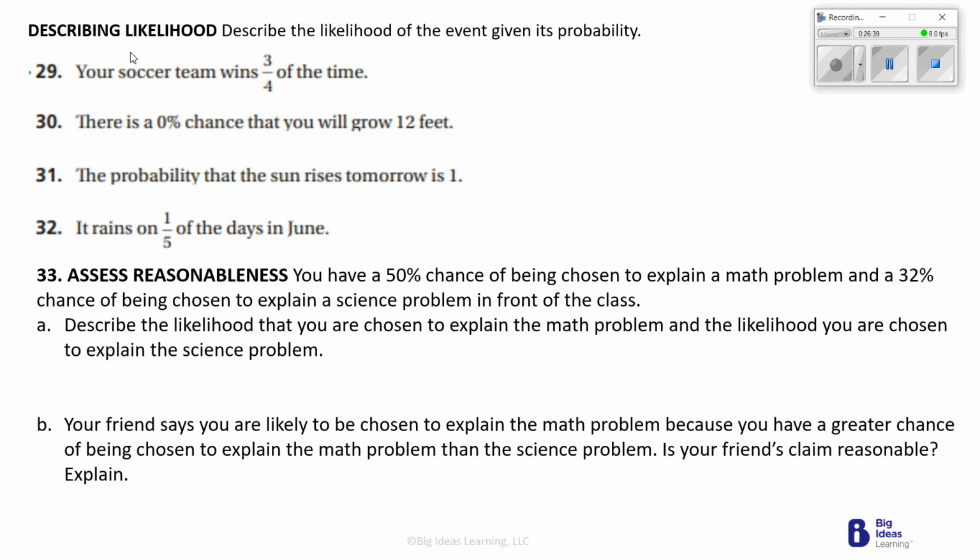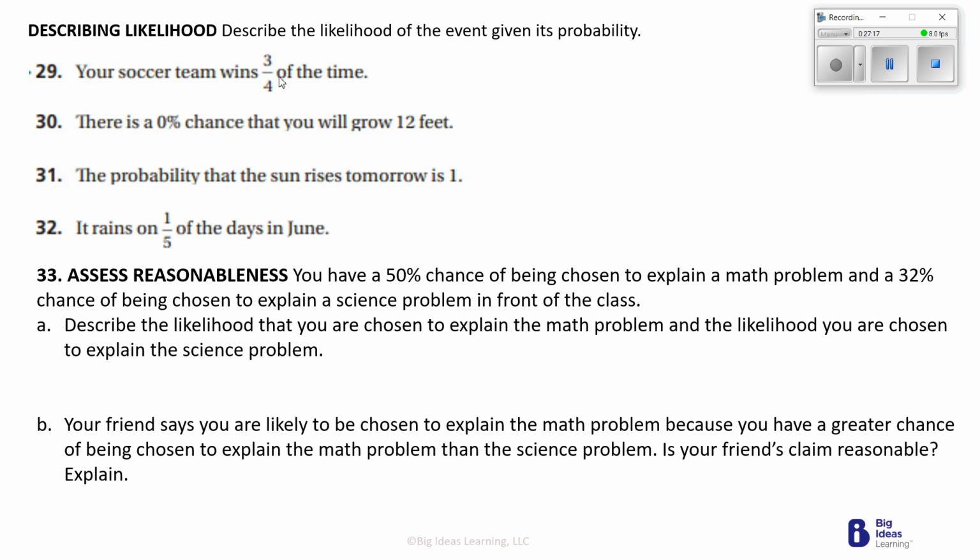Number 29 says, describe the likelihood of an event given its probability. Your soccer team wins 3 out of 4, 3/4 of the time. Okay. Describing the likelihood of an event. Let's see if there's anything I'm missing here because I don't see where I would even be able to. Oh, I see. Describe the likelihood. Okay. Is this likely if your soccer team wins 3/4 of the time?